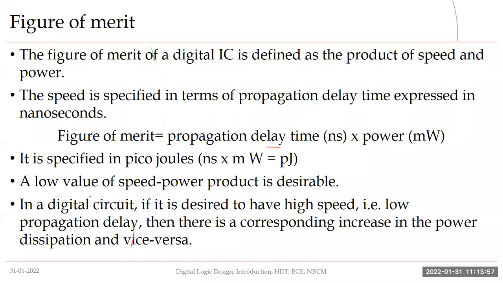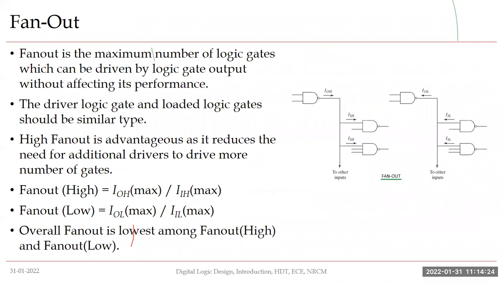As we can see, a low value of power speed product is desirable. The smaller this value, the smaller the propagation delay and the smaller the power. The smaller the value, the better the circuit. However, it is very difficult to maintain either of the two, so we have to decide based on application what figure of merit we are looking at.